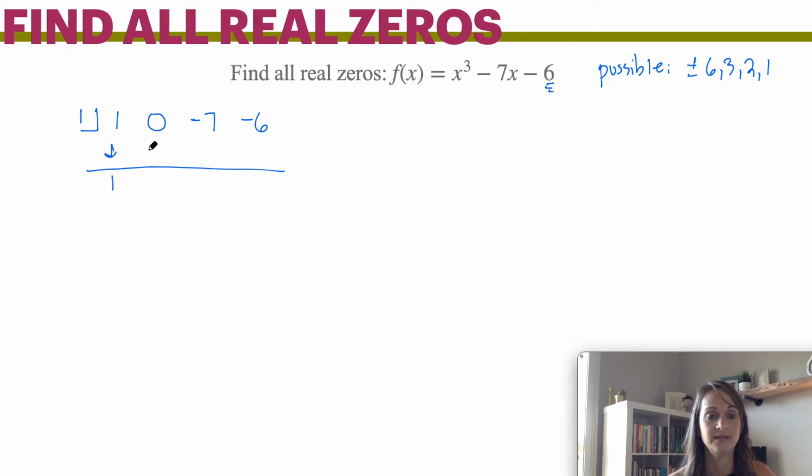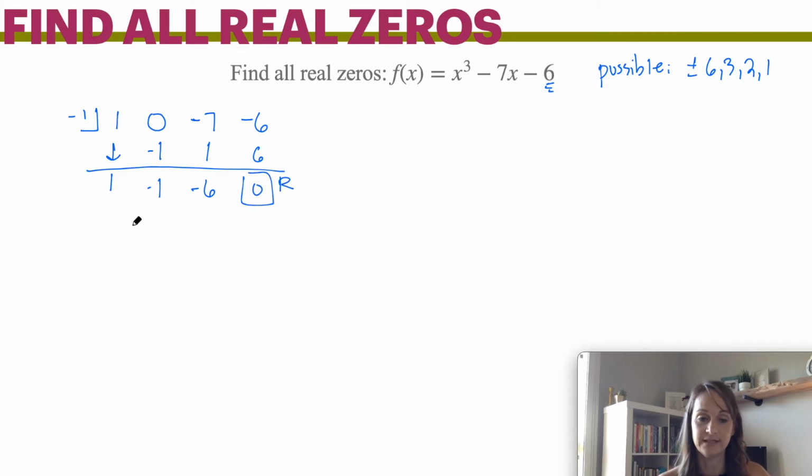If I plug in 1, I get 1, add, multiply, add, multiply. That gave me a negative 12, so that did not work. So I'm going to try a negative 1. Bring down my 1, multiply, add, multiply, which is not 2. Negative times a negative is a positive 1. Add, multiply, actually turns to a positive 6, so we now have a remainder of 0.